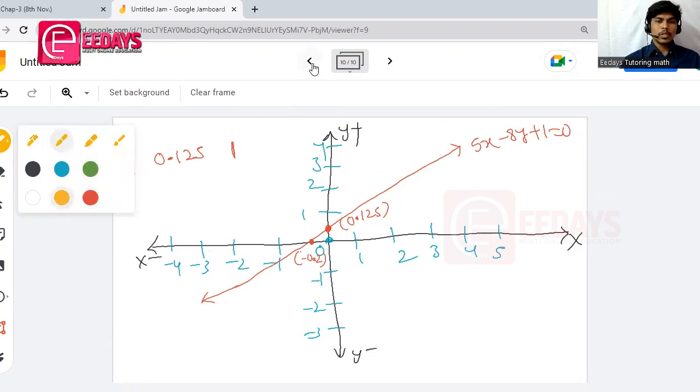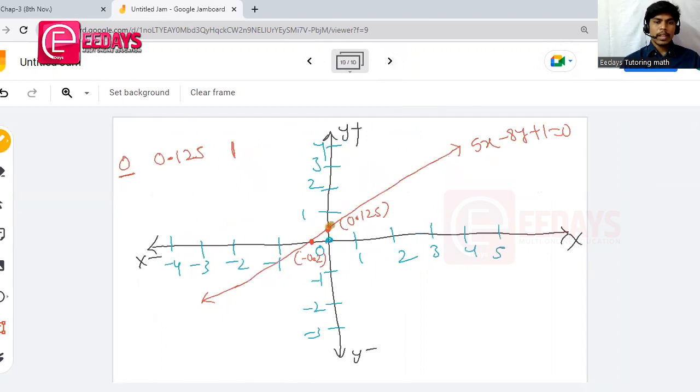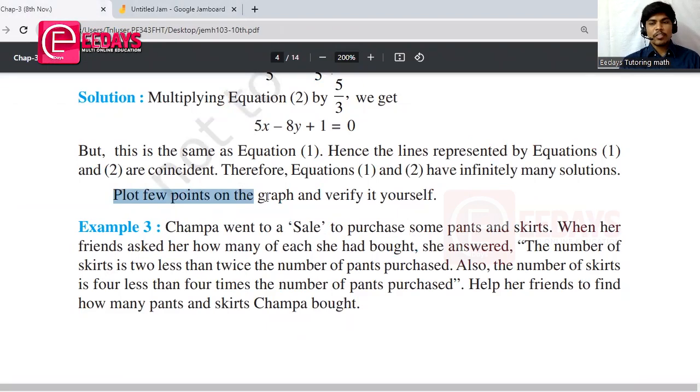There is no use in drawing the second graph, because both are coincident. For the second equation, the values we get are x is equal to 0, y is equal to 0.125, again you are getting the same point here, and minus 0.2, 0 comma minus 0.2. Now if you join the 2 points, the graphs overlap each other like this. So you can name this graph again as 5x minus 8y plus 1 is equal to 0. Both are the same equation, that's why the graphs overlap each other. You get the same line on the same graph. That's why they didn't do anything. They've given us to plot a few points and graph and verify for yourself.